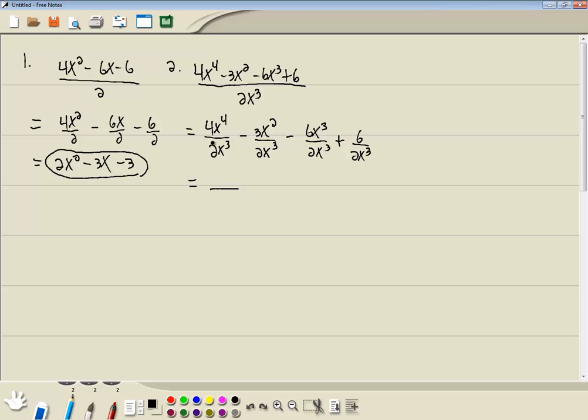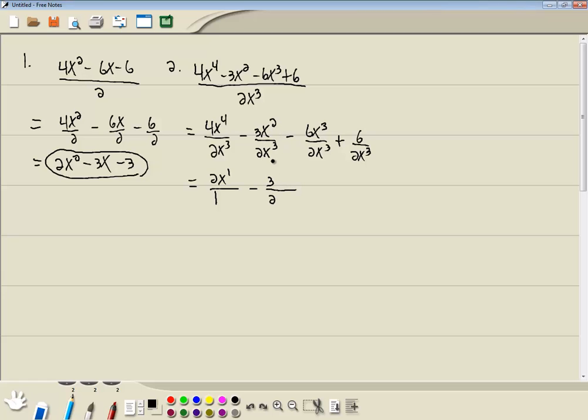4 and 2 both divisible by 2. 4 divided by 2 is 2. 2 divided by 2 is 1. Here we have x to a power over x to a power. Remember, you subtract the small exponent from the larger one. 4 minus 3 is 1, so we're going to have x to the first where our larger exponent was, which is up on top. Minus, can't do anything with the numbers.